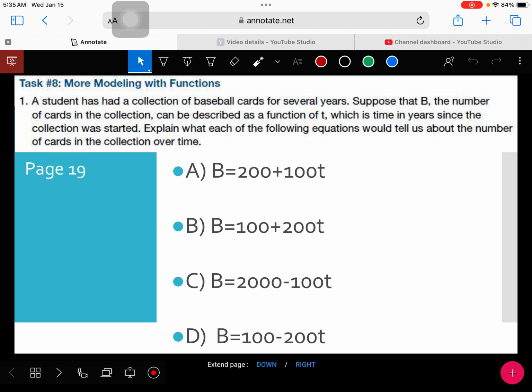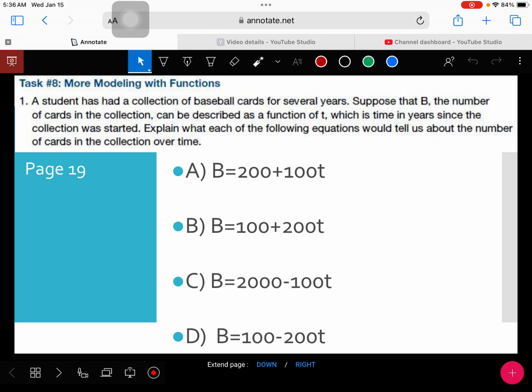We have a problem here at the top, and we have many different equations or linear functions that are describing that in some manner. And what we have to do is say, well, what's going on for this linear equation? Okay, so let me read problem number 1.